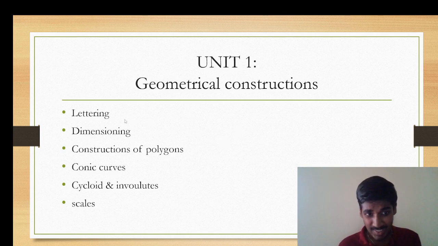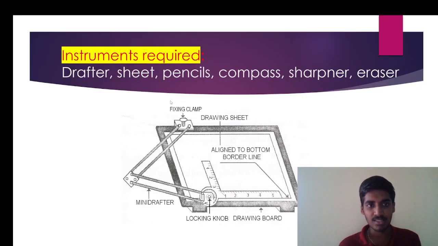Okay, here in lettering and dimensioning and construction of polygons, in the next slide, see, instruments required. I have already discussed this topic in the last video, but here I am explaining completely. First, the drafter is the main instrument that replaces the ruler, roller, and also the compass, the complete compass box. It will replace the compass box.